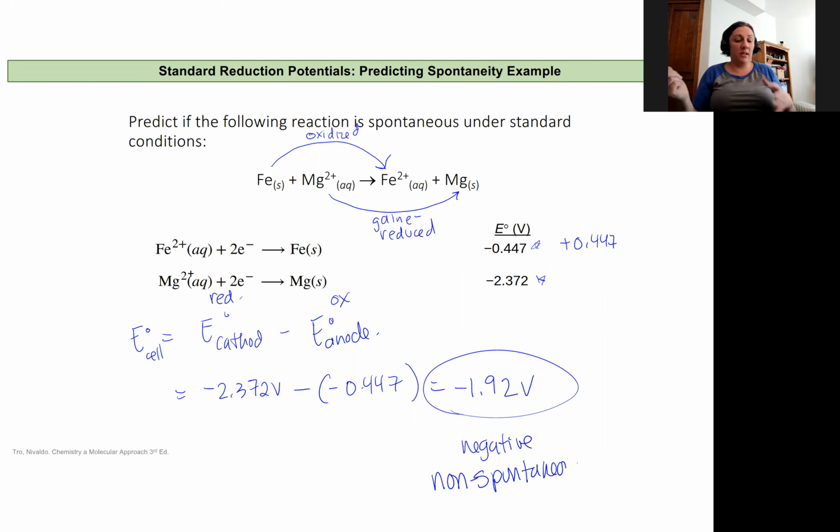So I don't expect our iron to be oxidized while our manganese is being reduced. Instead, I would expect the opposite. I would expect our manganese to be oxidized while our iron is reduced, so that manganese would act as a reducing agent rather than an oxidizing agent.